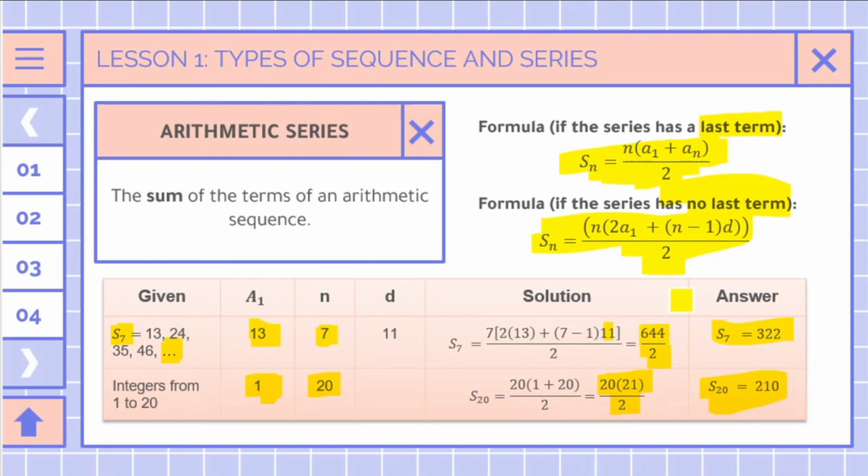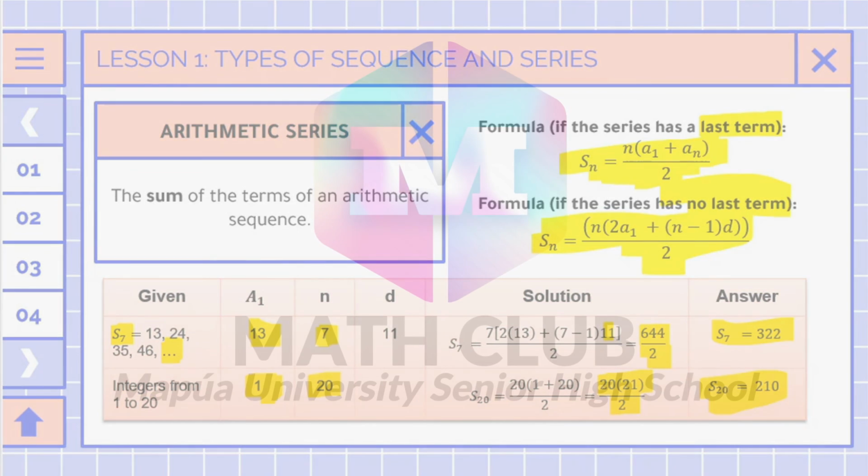So that's it for our arithmetic sequence and series.